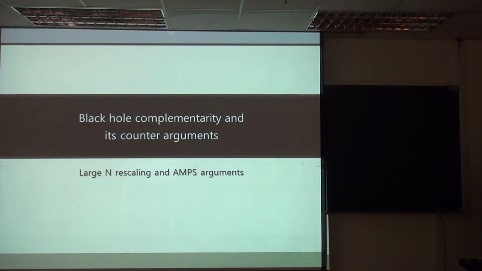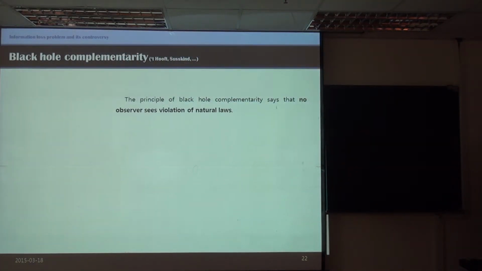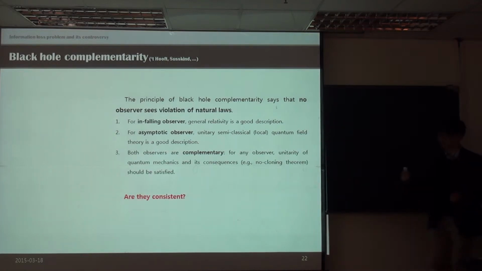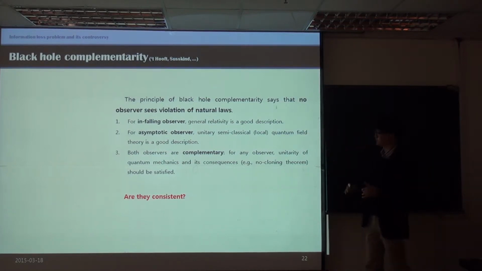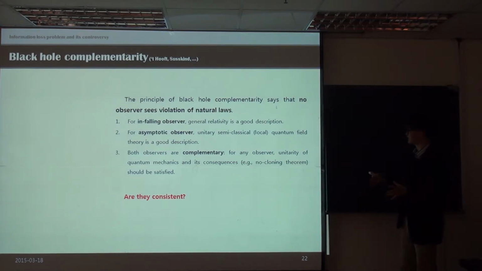The principle of black hole complementarity basically says that no observer sees a violation of natural laws. For the infalling observer, inside the event horizon, general relativity should be a good description. That is the first doctrine of black hole complementarity. Secondly, for the asymptotic observer, unitary semi-classical quantum field theory applies, so simply Hawking's calculation should be a good description. And both observers, infalling and asymptotic, are complementary.